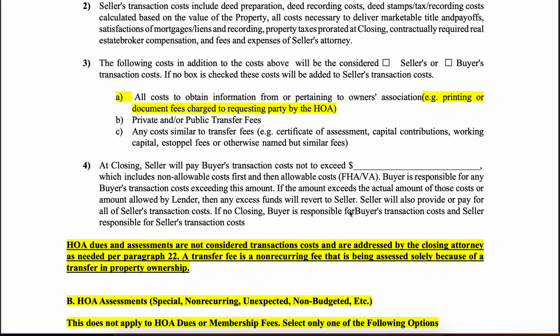And then 4 is what we currently have as that last paragraph. This is if the seller is going to pay any transaction costs, what will that amount be? And then we put a disclaimer in there at the bottom.